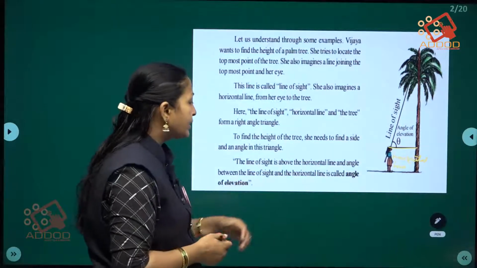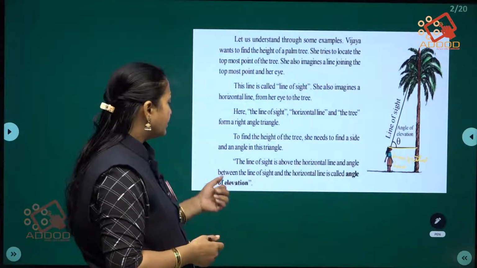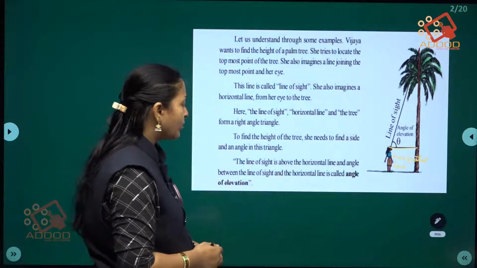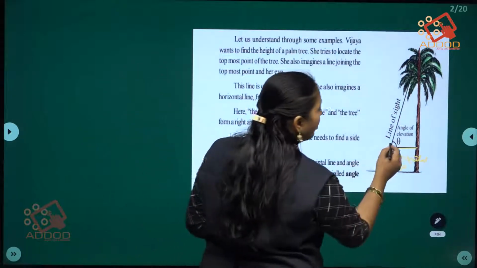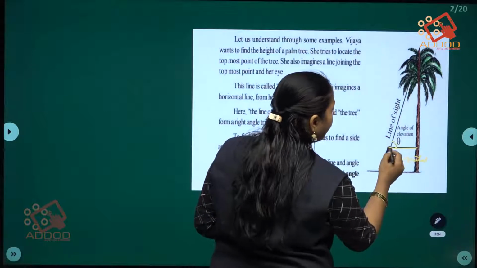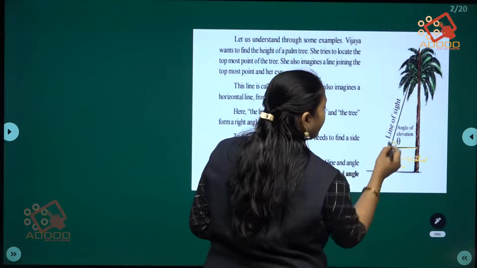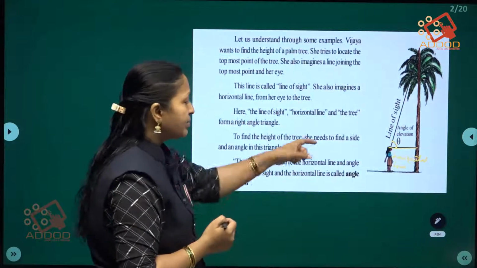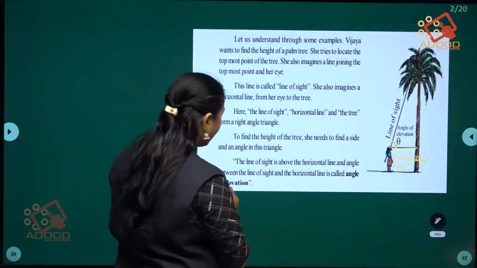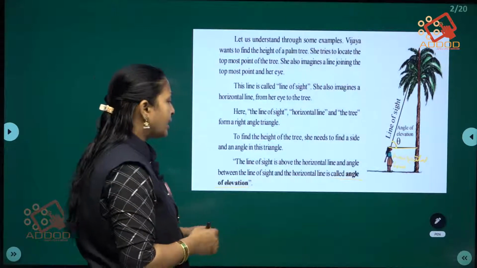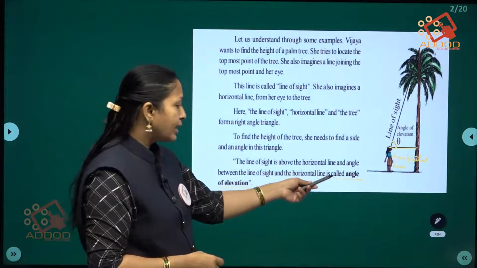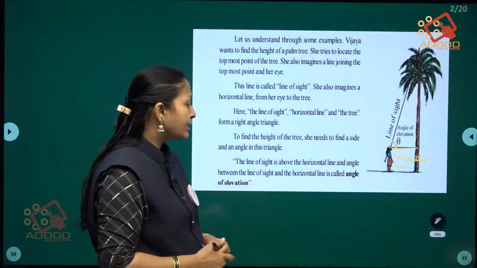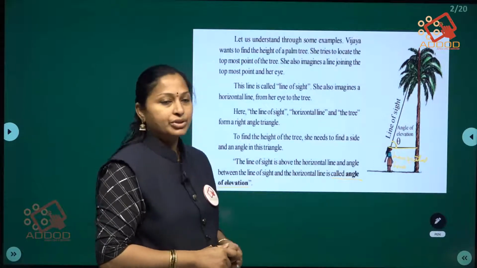The line of sight is above the horizontal line. The angle between the line of sight and the horizontal line is called the angle of elevation. It is a very important concept. What is the angle of elevation? The line of sight is above the horizontal line, and the angle between the line of sight and the horizontal line is called the angle of elevation.